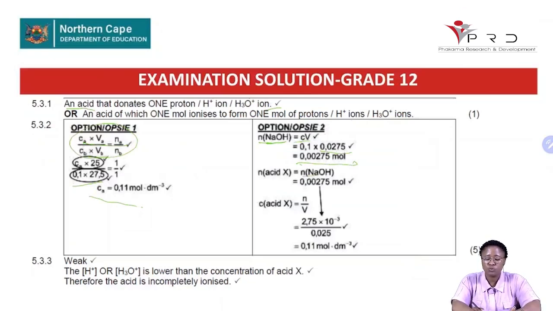Then you move from the number of moles of the acid to the number of moles of sodium hydroxide using the mole ratio, which was 1:1. Then you go to the formula C equals N over V to calculate the concentration of the acid based on the number of moles of the acid that you need to react with the sodium hydroxide. Then it will land us at the same answer, which is 0.11. I've already indicated here for 5.3.3 that is the correct answer, and that is how you answer the question.